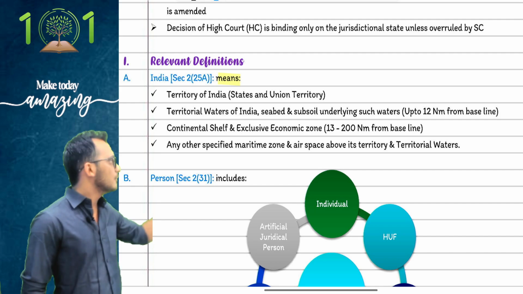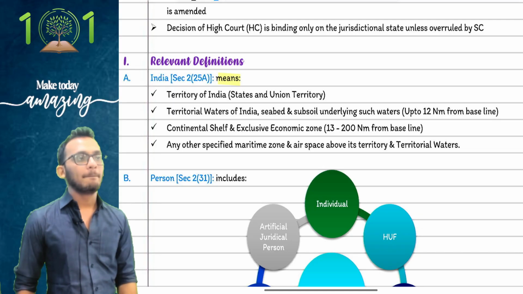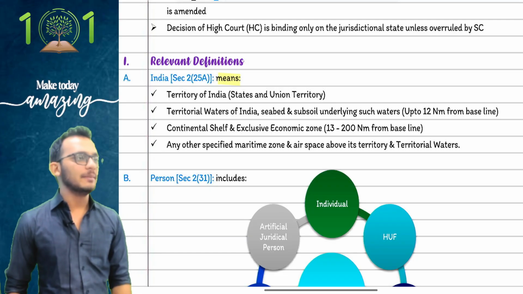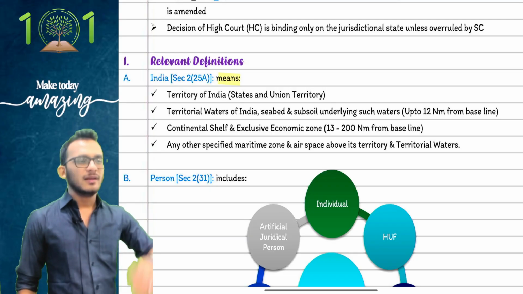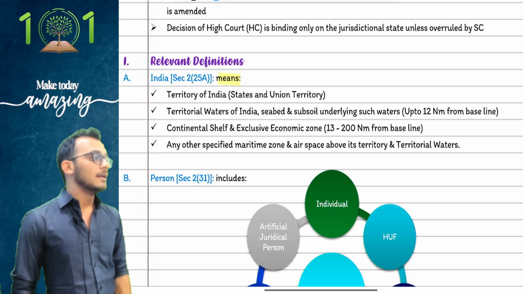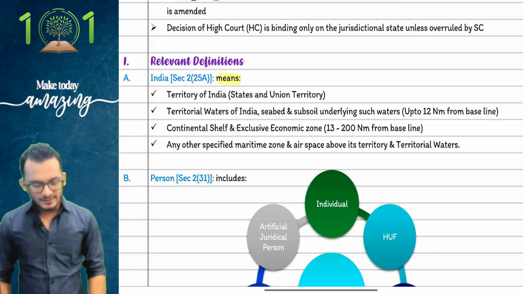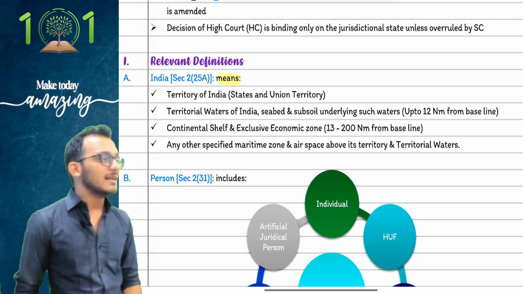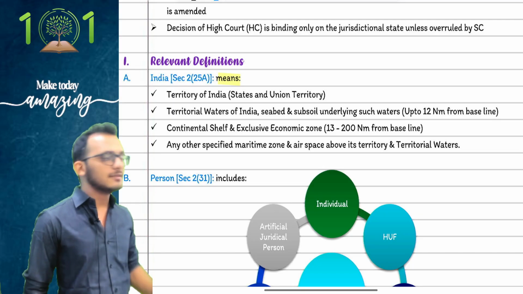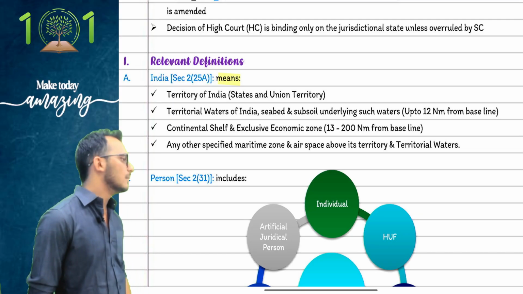And therefore, the definition came in as follows. First, the territory of India, which basically means states, and you and I both know this. Next, the territorial waters of India, which is basically seabed and subsoil. With this understanding, one thing is clear: territorial waters of India also consider the seabed. Seabed basically means underwater. So creating an Atlantis is also India.